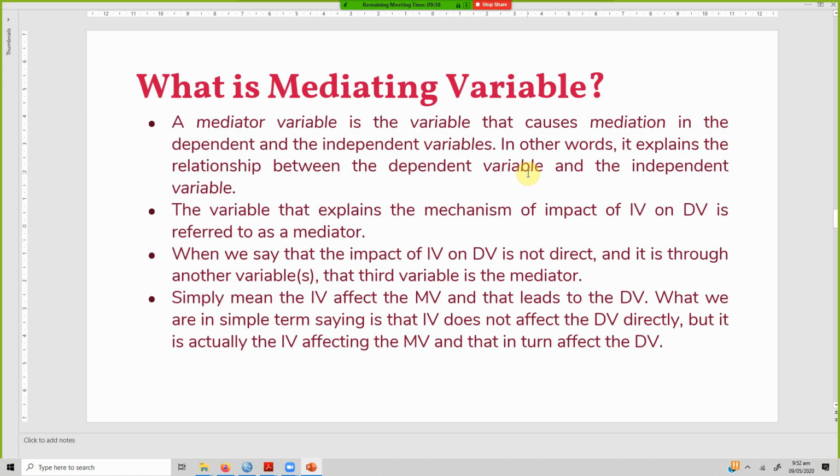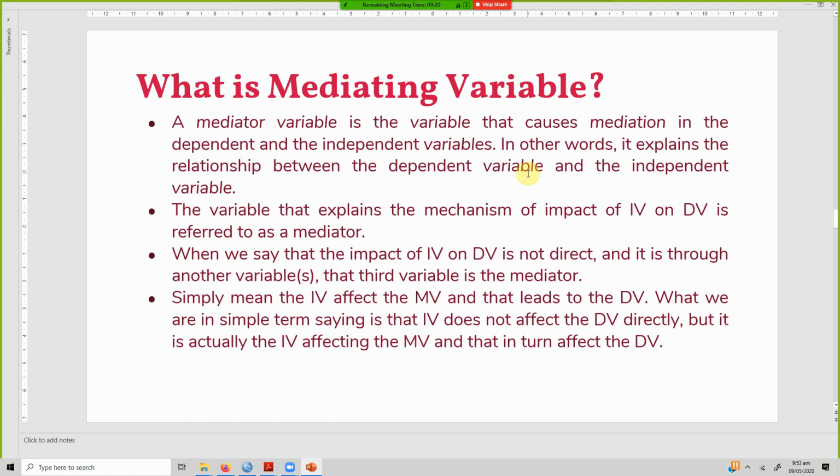When we say that the impact of IV on DV is not direct and it is through another variable or variables, that third variable is the mediating variable. Now, what do we mean by indirect effect? What do we mean by mechanism of impact?